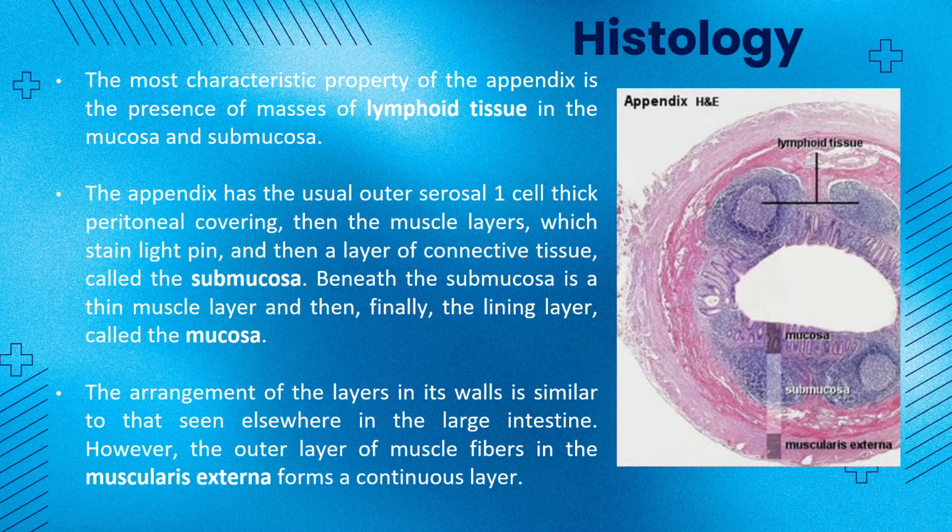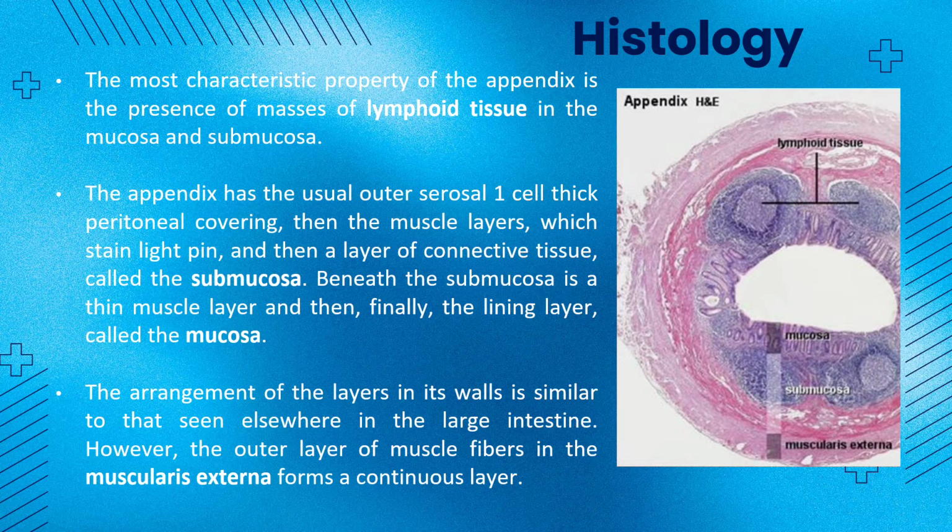Next is the histology of appendix. The most characteristic property of the appendix is the presence of masses of lymphoid tissue in the mucosa and submucosa. The appendix has the usual outer serosal one-cell-thick peritoneal covering, then the muscle layers, which stain light pink, and then a layer of connective tissue called the submucosa. Beneath the submucosa is a thin layer, and then finally the lining layer called the mucosa.